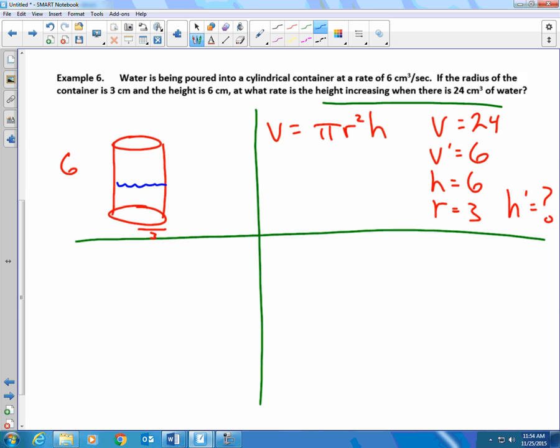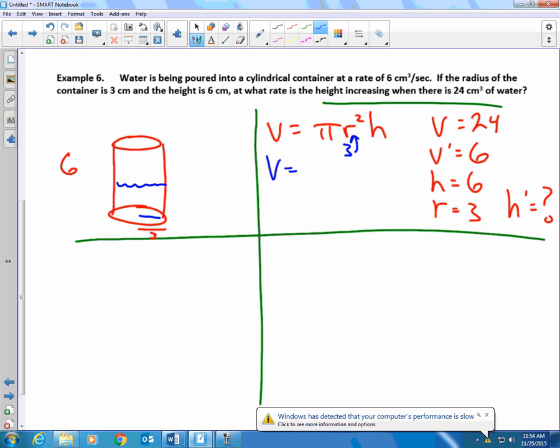As I'm filling this, does the height change? Does the radius change? No. Because the radius does not change, I can plug the 3 right in for r. 3 squared is? All right, so I have 9 pi h. You have to decide, is it changing? As you fill it up, does the height change? Yes. Does the radius of the water change? No. So because it doesn't change, you can plug it in right away.